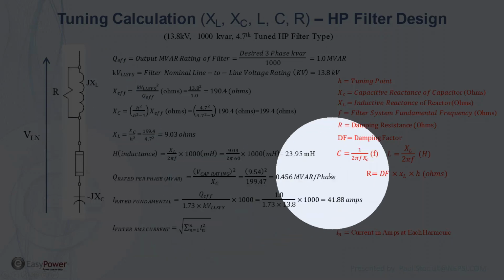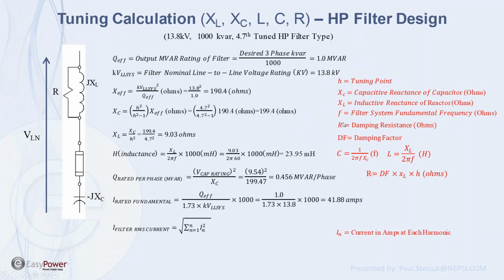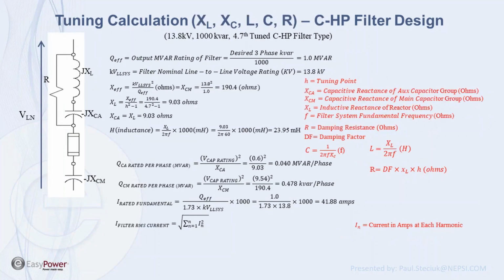And do I even show it here? Yeah, damping factor here, the DF value. And that determines how flat the curve is. Generally speaking, you go with a high R first, you start to decrease R until you get the performance you want. From there, you would calculate your losses. And again, you can do that in EasyPower, but you can also do that within the spreadsheet tool itself.